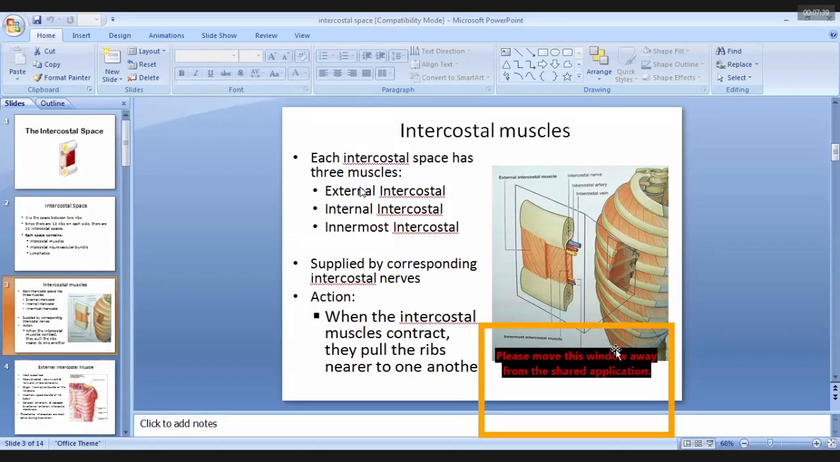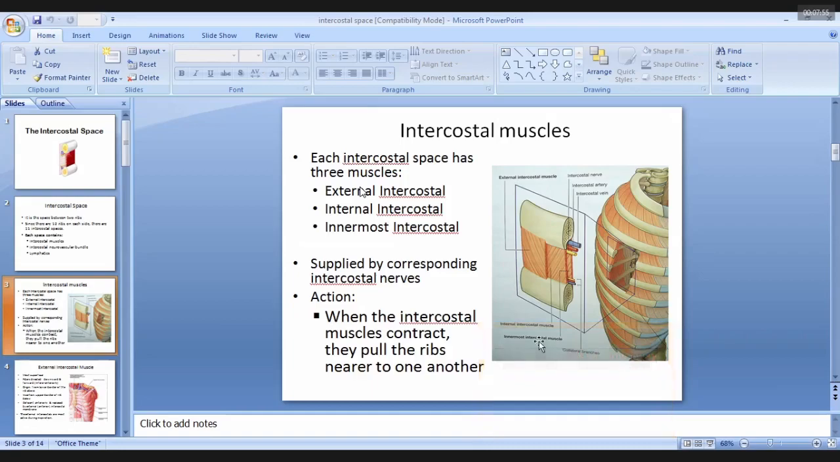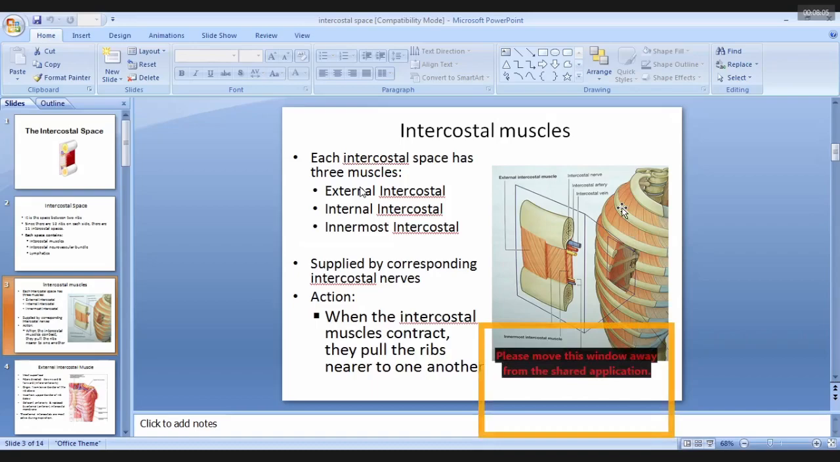But when the 12th rib is fixed by the muscles of the abdominal wall, like the oblique muscles and quadratus lumborum muscle, then these muscles depress the ribs and act as expiratory muscles. So actually, their action is to pull the ribs nearer to one another, either in a superior direction or in an inferior direction, depending on the position of the first rib or 12th rib.